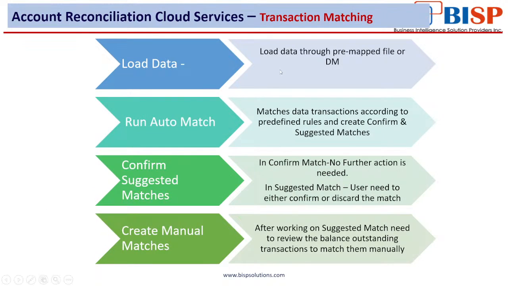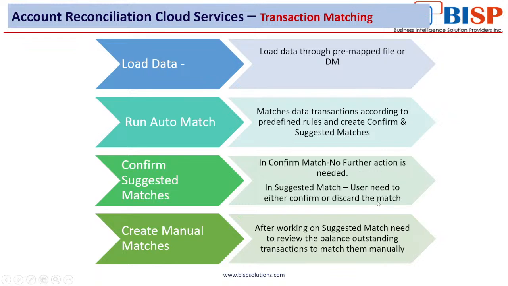In load data, we load through a pre-mapped file or through data management, and run auto match. We need to run the auto match function here, which matches the data transactions according to the predefined rules which we have just seen. Basis that, it gives us the list of those which have not been matched and those which have been matched. Those which have been matched are categorized as confirmed matches. No further action is needed, that is, they have been reconciled. And in the suggested match, the user needs to either confirm or discard the match.